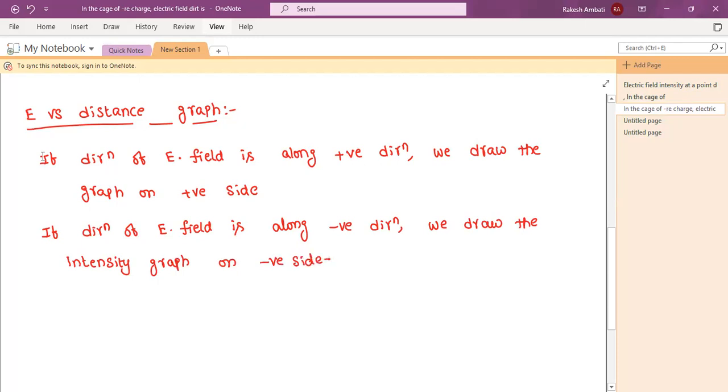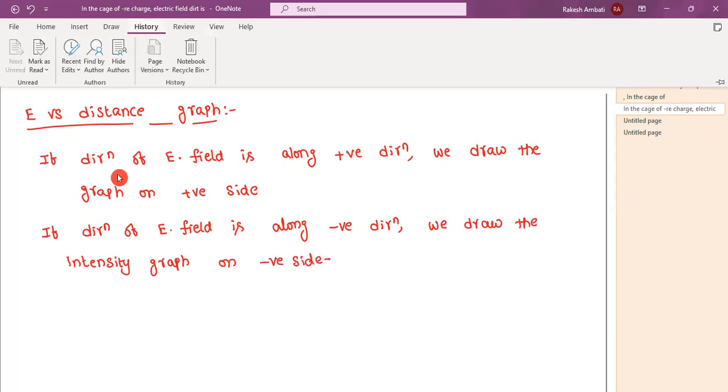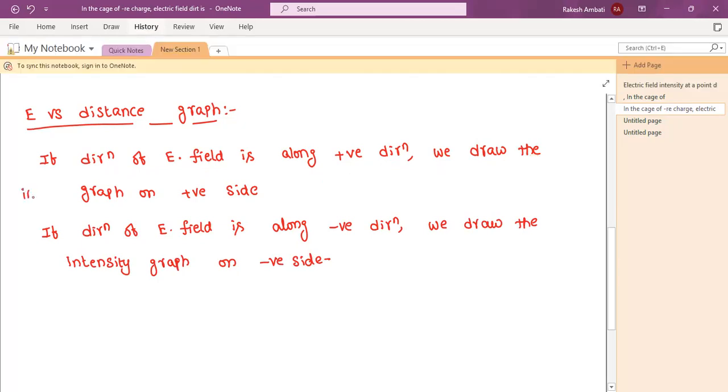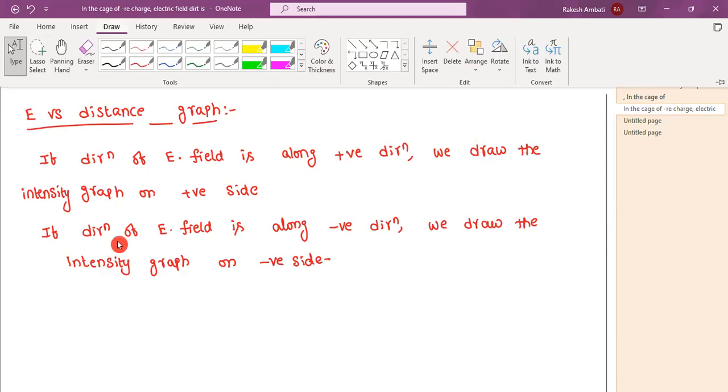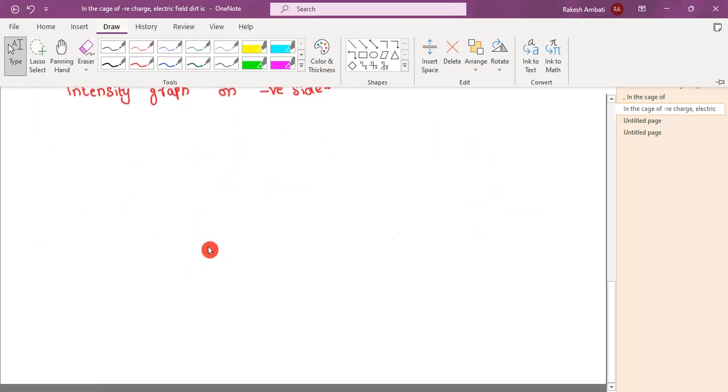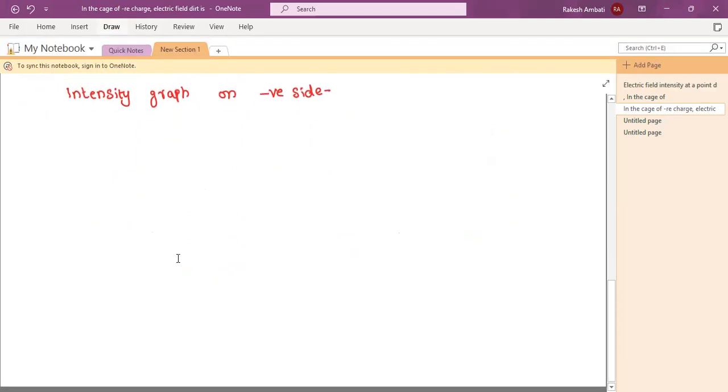Okay, so see the point once again. If the direction of electric field is along the positive direction, then we draw the intensity graph on the positive side. In the same way, if the electric field direction is along the negative side, we draw the intensity graph on the negative side.